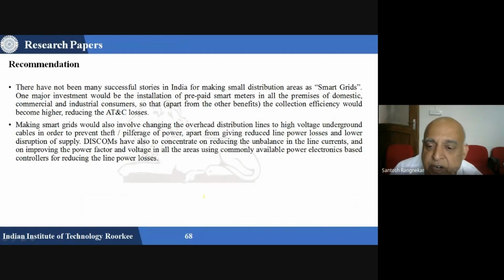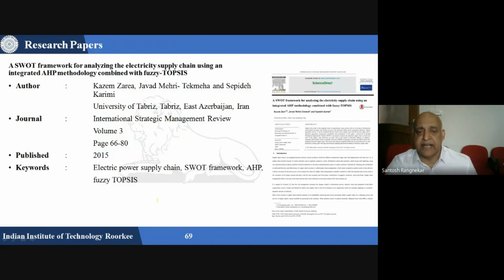Now, the underground cable projects are also going on. Then wireless power, research is also going on. All these issues can be addressed using commonly available power electronics based controllers, reducing the losses.